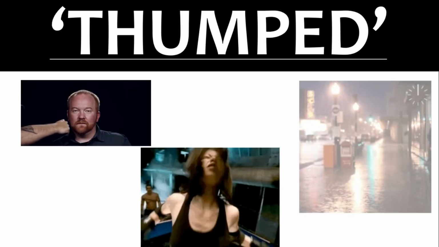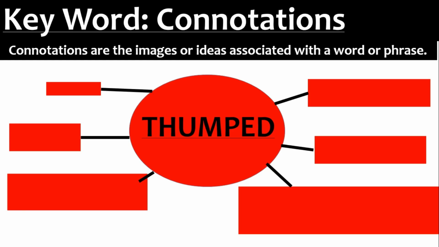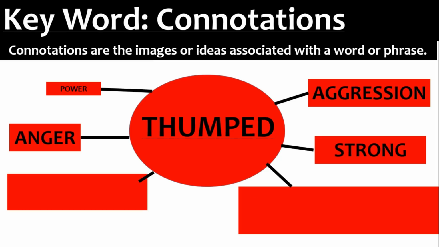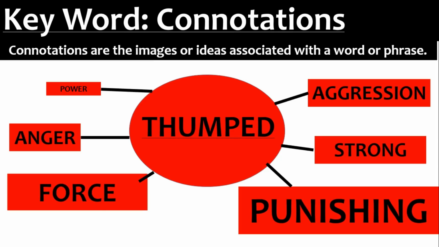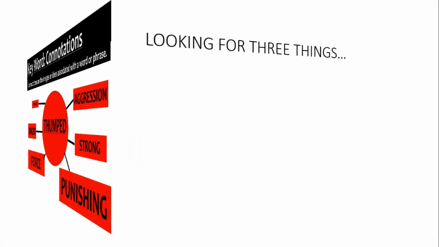And the connotations we would have with thumped, the writer used it for a reason. So we think of the words power, aggression, anger, strong, strength, punishing, force. The writer has used the word thumped for a reason. They could have put hit, they could have put tapped, they could have put knocked. Thumped has been used to show the aggression and the power that the rain has had.